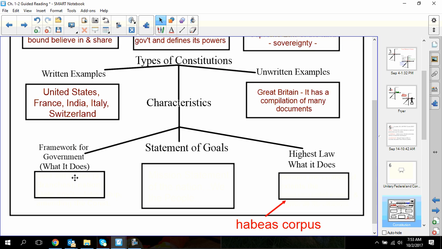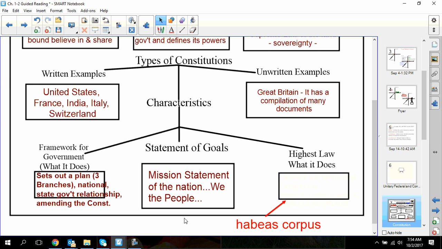The framework of it is that it sets out a plan, three branches of government. It sets out how your national government works with the relationship that it has with the states and how it amends the Constitution. It has a mission statement, usually called the preamble, okay? And the preamble is, "We, the people of the United States, in order to form a more perfect union." This establishes our thoughts and our feelings about our Constitution. And finally, it defines and limits the extents that the government can do.